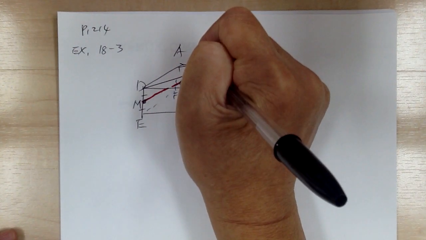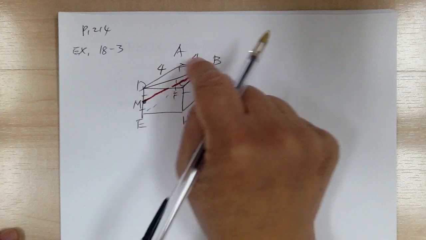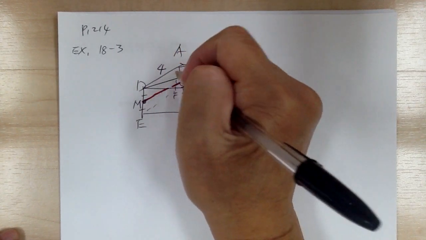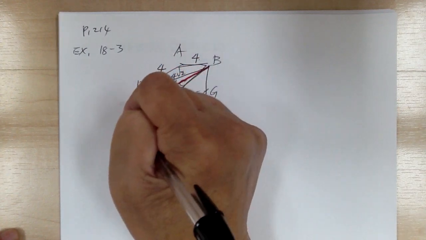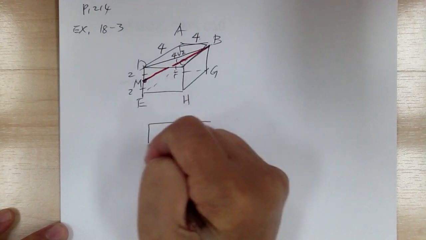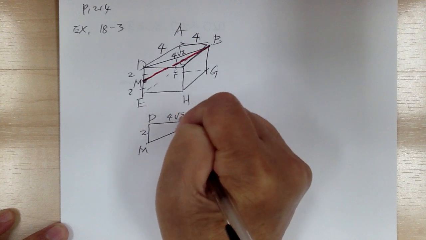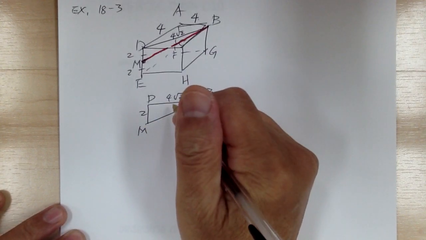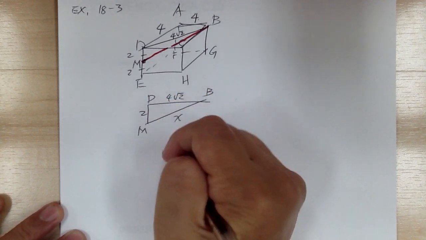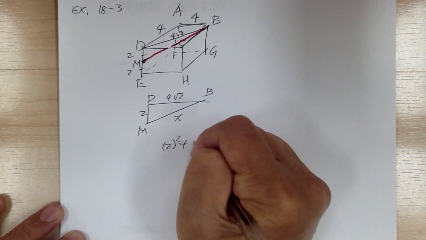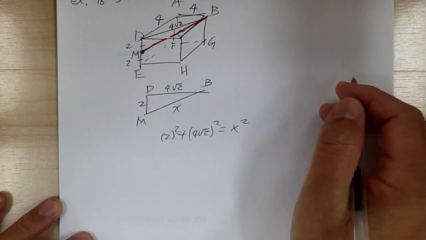So if AB is 4, then AD will equal to 4, right? Because it's a square. And use your special triangle 4, 4. So DB will equal to 4 square root of 2. And if the DE is 4, then this would be a 2 and a 2. So you end up with a triangle BDM. So you got 2 and you got 4 square root of 2. Okay, so BM, this would be your X. Okay, use your Pythagorean theorem. So 2 squared plus 4 square root of 2 squared equal to X squared. And then work it out.